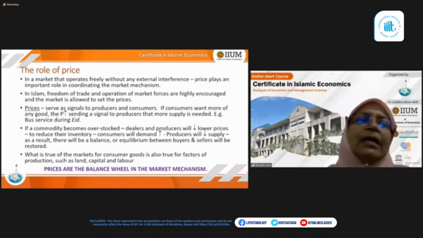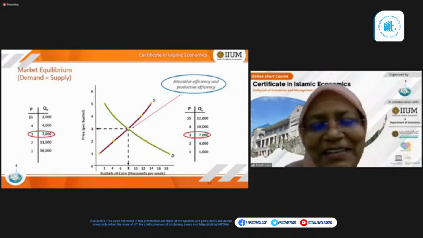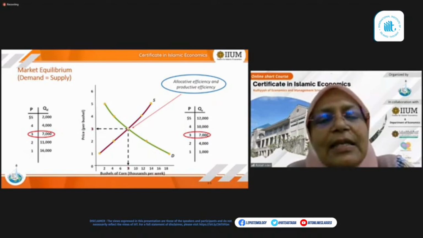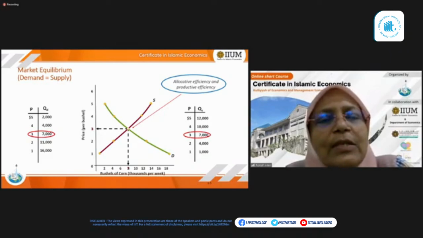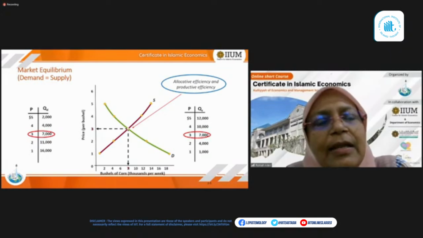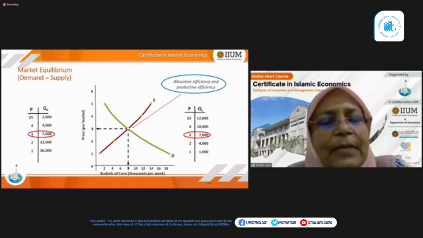Okay, so the next slide is basically to show, this is a lot of graphs. In economics, we have to have numbers and graphs, but I minimize this and make it the simplest possible way. I try to make it in a very simple way. So when we talk about market equilibrium in economic theory, basically it means demand equals supply. That's what we mean by market equilibrium.